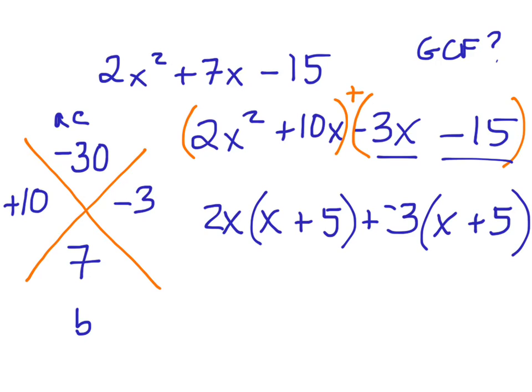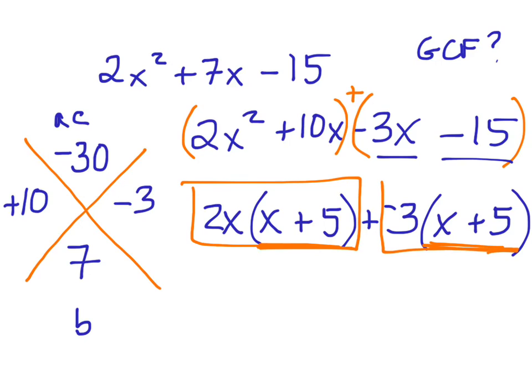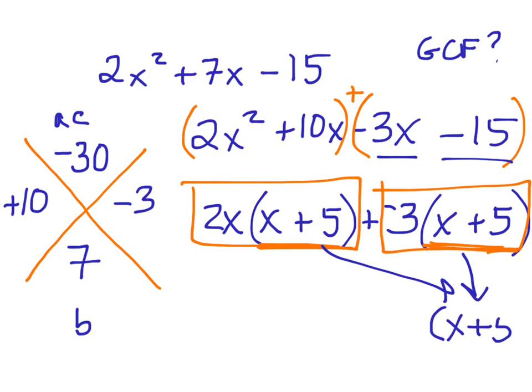Now our goal here, if you do this correctly, is to get 2 parentheses that match. The reason we want those is because now we have 2 terms being added, and x plus 5 is a factor in each of those terms. So now what I can do is factor out the x plus 5. I'm using the distributive property, kind of undistributing here. I'm factoring that out of each of those 2 terms, the orange boxes, and then seeing what's left.